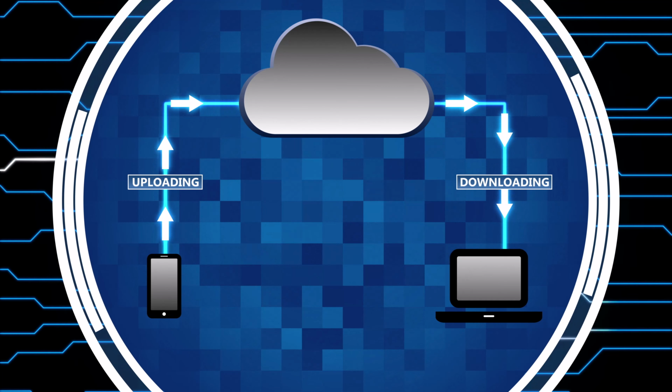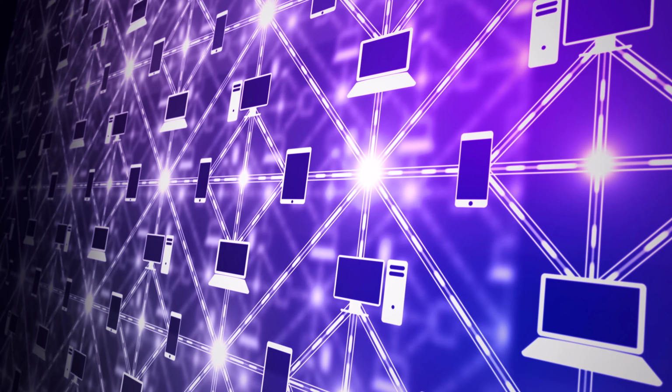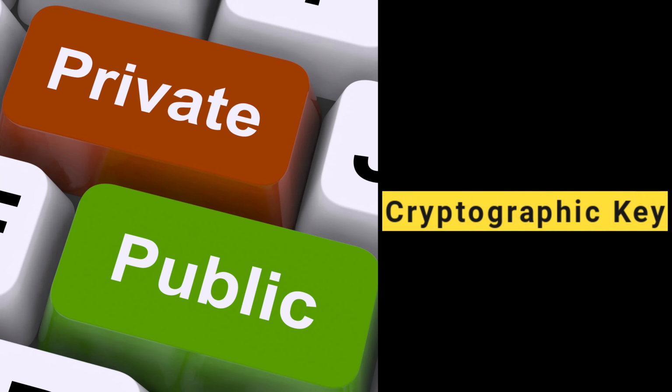So how does SSH work? SSH works by establishing a secure channel between the client and the server. The communication between the client and the server is encrypted using strong cryptographic techniques, ensuring that any data transmitted over the network is secure from eavesdropping and interception.